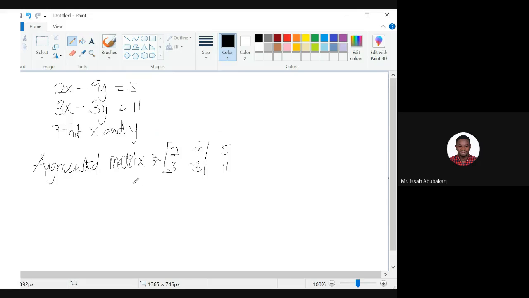So at the end, we are going to write this one as 2, 3, minus 9, minus 3. Then you draw a line, 5 and 11. So this is the correct way. And you know, the whole of this is A, and the whole of this is B. But within A, 2 and 3 are x from the equation, right? And this is y, minus 9 and minus 3 from the equation are y. So this is the augmented matrix.